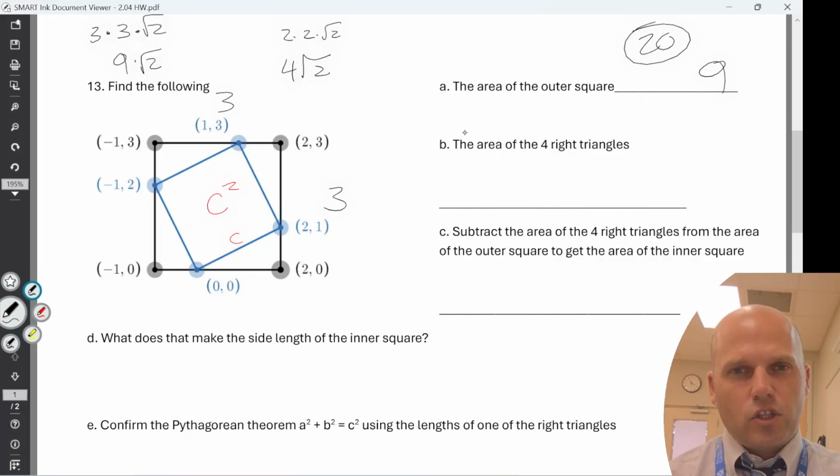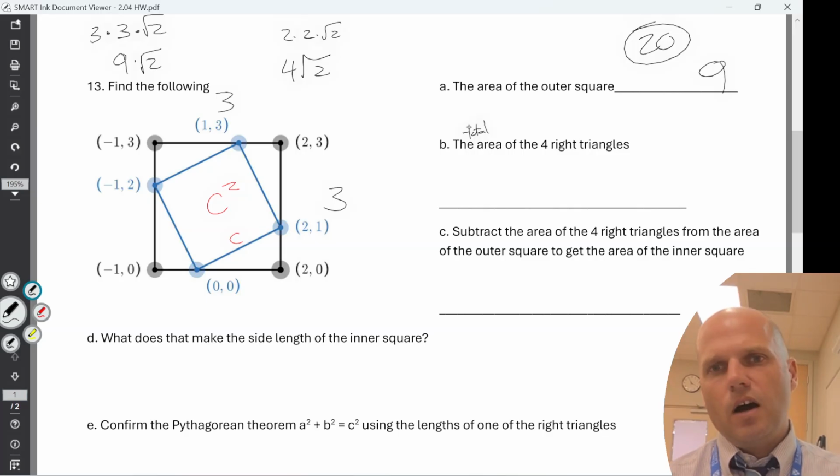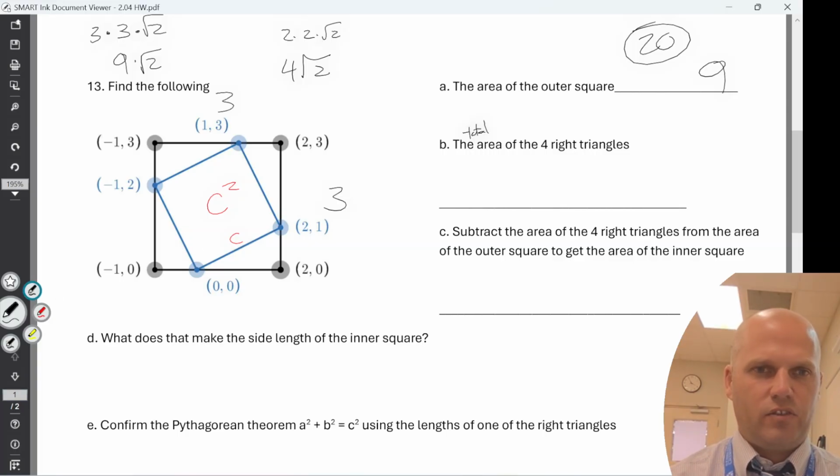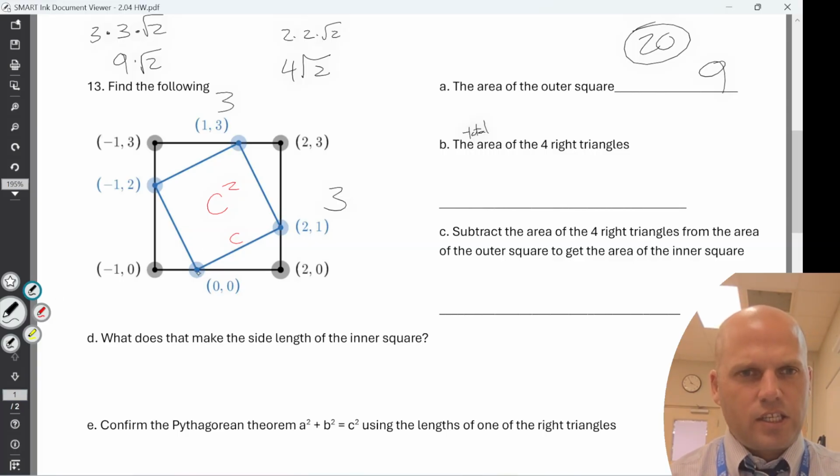Now the total area of the 4 right triangles. So adding up all of the areas of the triangles. Each triangle is going to have a base of 2 and a height of 1, or vice versa. This will be a 1 and this is a 2. And remember, the area of a triangle is just the area of the rectangle that surrounds it, divided by 2. So each of these triangles' areas is 1. So this is 1 as well. This is 1, this is 1.